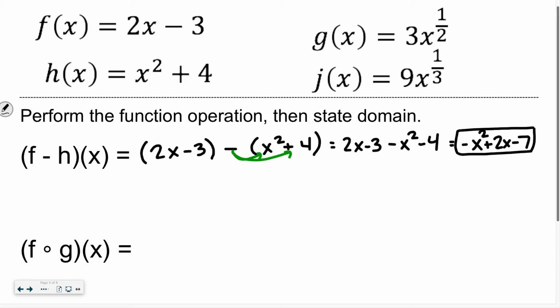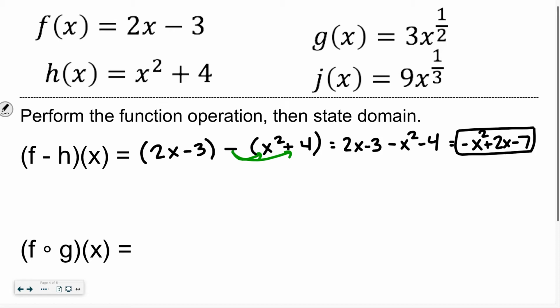That's a new function made from the difference of two other functions. Now, it does say to state your domain. So, f of x was linear. You can put anything you want into linear, so that has a domain of all real numbers.